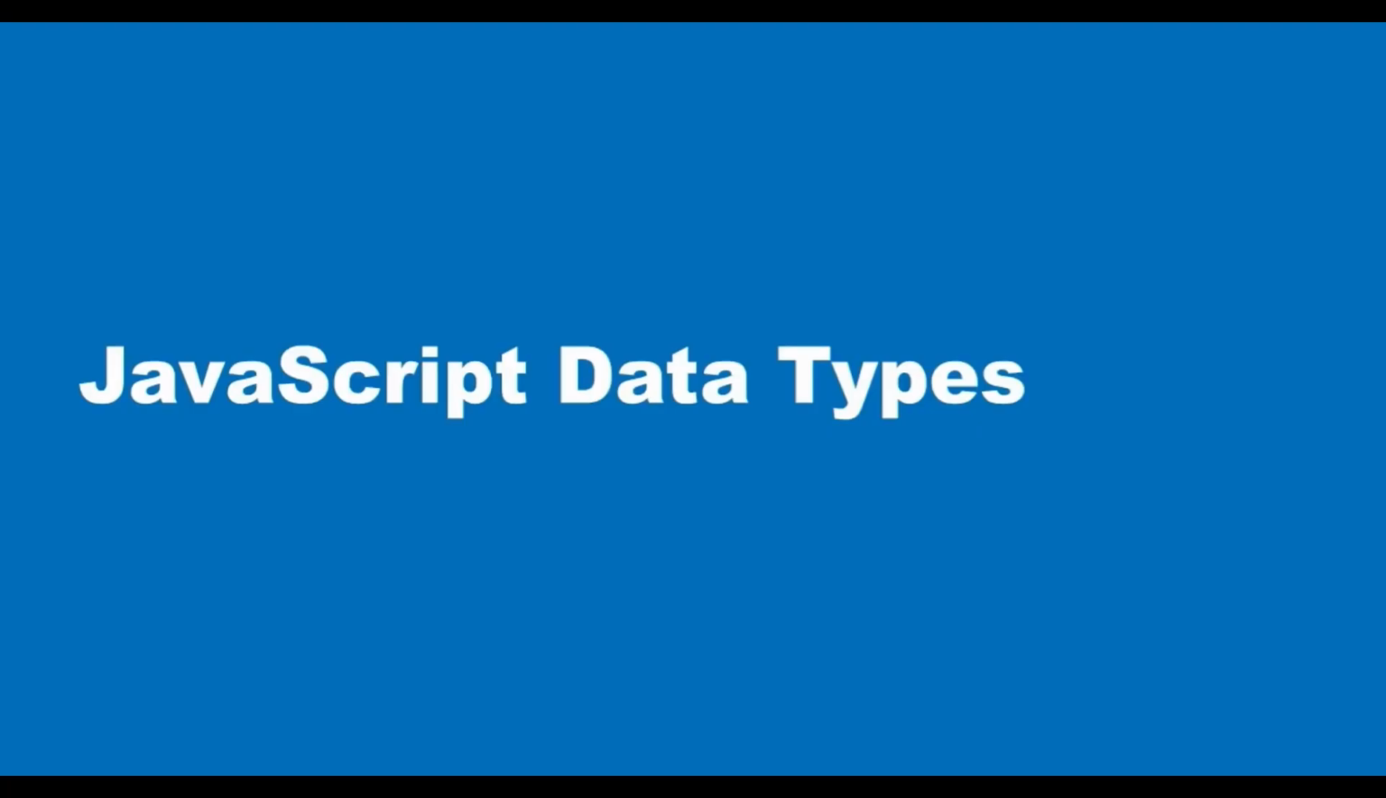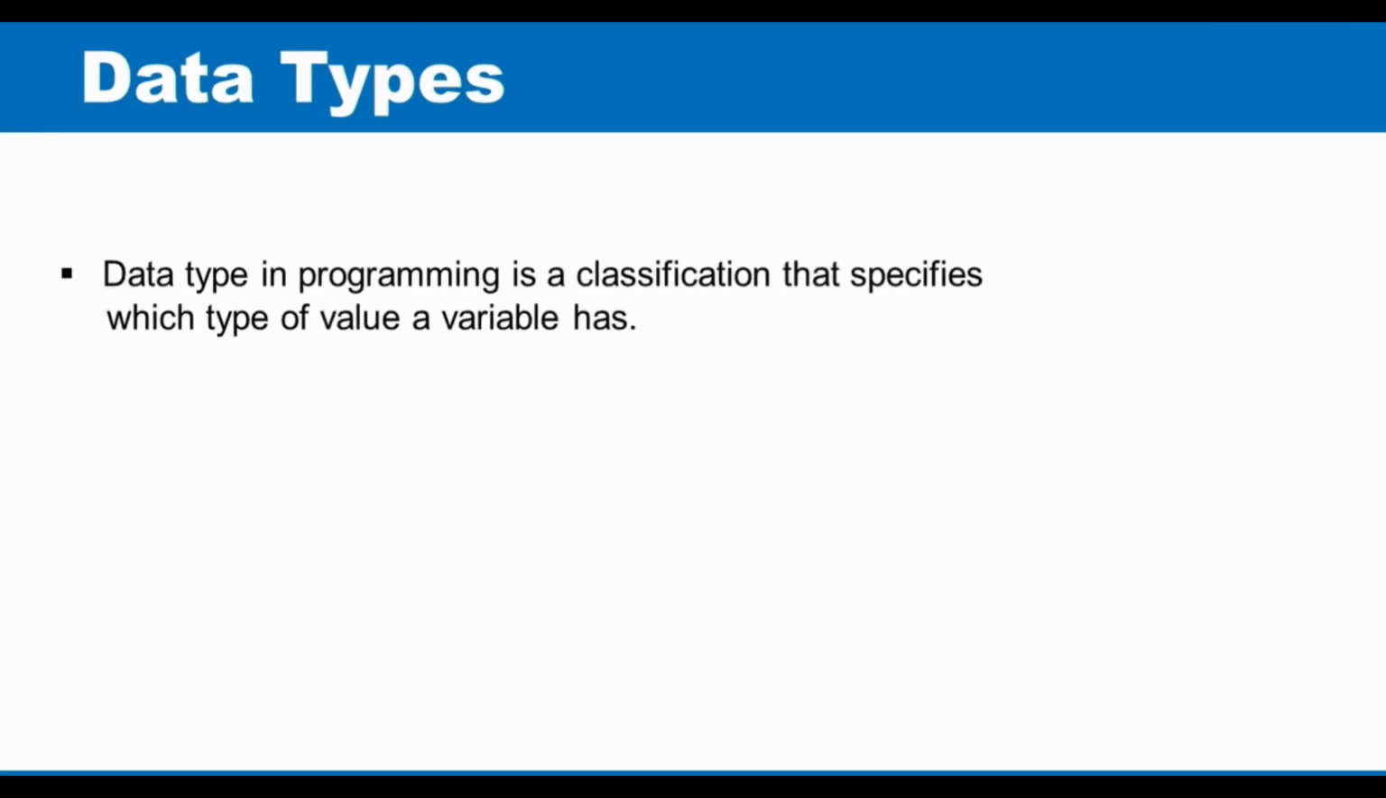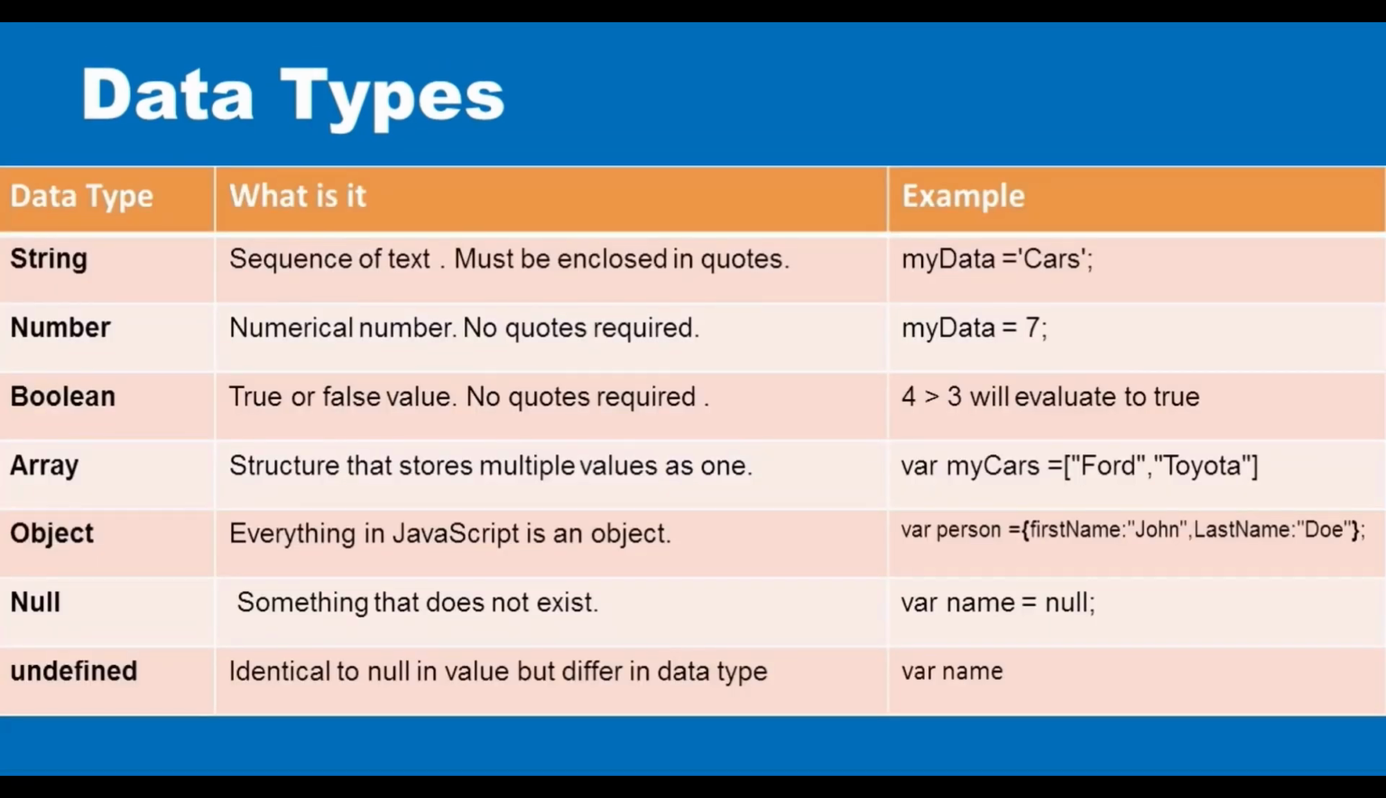JavaScript data types. In programming in general, and also in JavaScript, data types basically refer to the classification that specifies the type of value that a variable has or stores. There are different types of data types in JavaScript. Here's a basic table with some basic JavaScript data types.